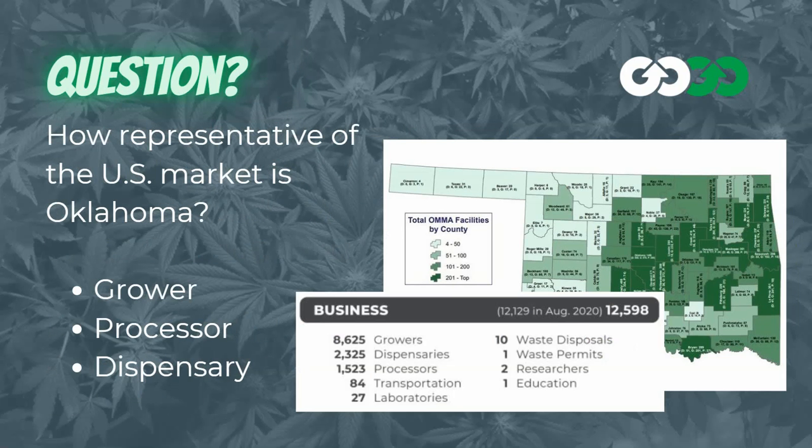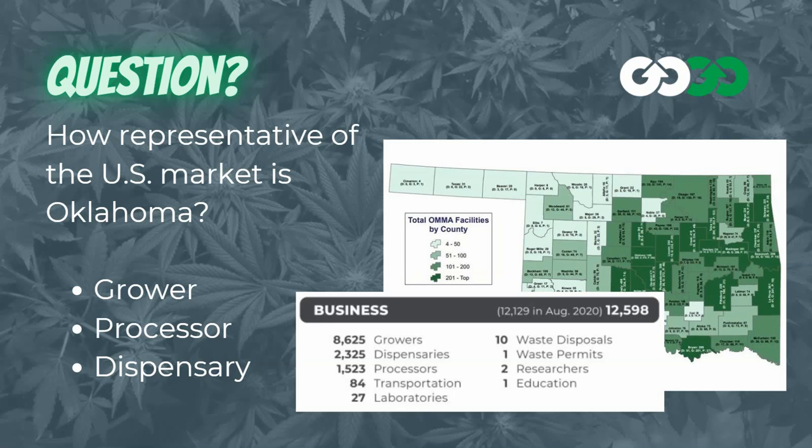So just a quick overview of Oklahoma and how representative of the U.S. market it is. We're a bit skewed. Again, our software products focus on the supply chain, so we do service a large portion of the businesses that you're seeing outlined here, as well as providing some order management as part of our solution. So we do engage directly with growers, processors, and dispensaries on a daily basis in Oklahoma and Missouri.